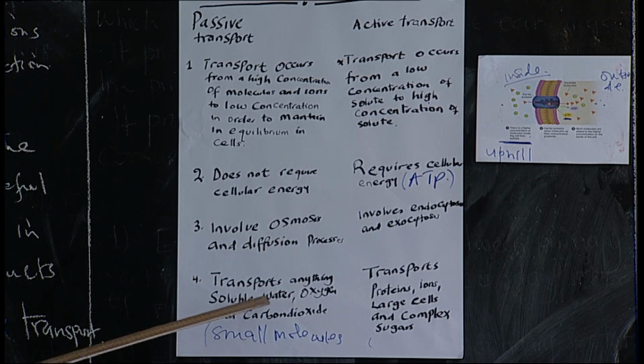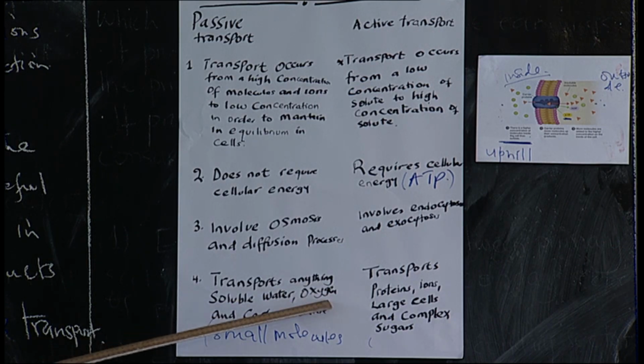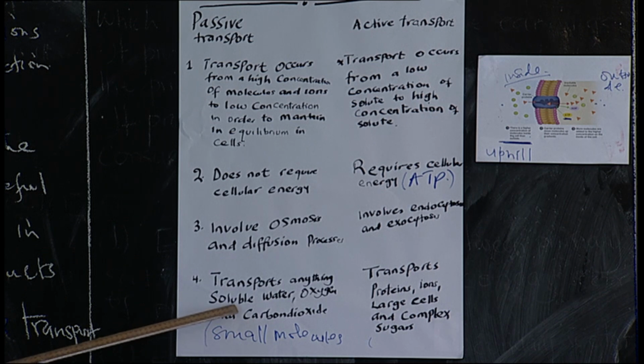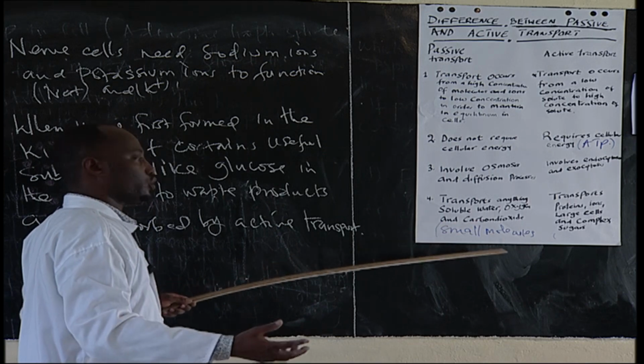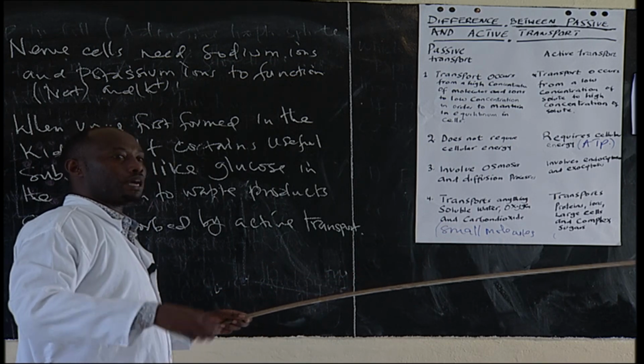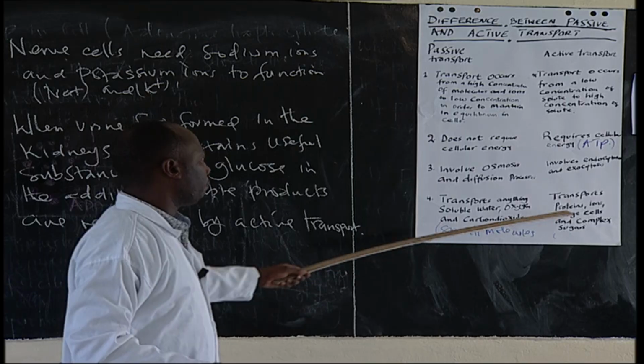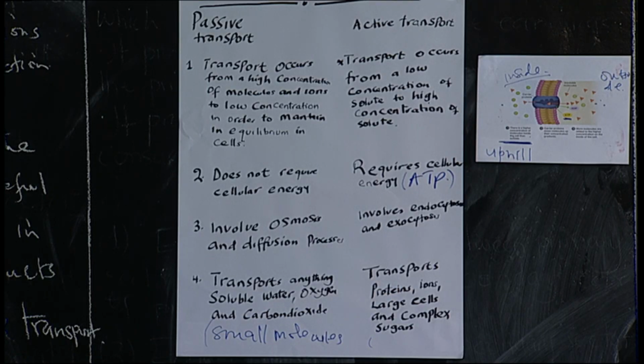The last thing I said is that passive transport moves soluble substances: water, oxygen, and even carbon dioxide. How do we take oxygen into our body? It is by means of diffusion. The absorption of water in the root hair cell is done by means of diffusion and osmosis. Carbon dioxide is also the same; in the lungs it is taken by means of diffusion and osmosis. But active transport moves proteins, ions, and large molecules.